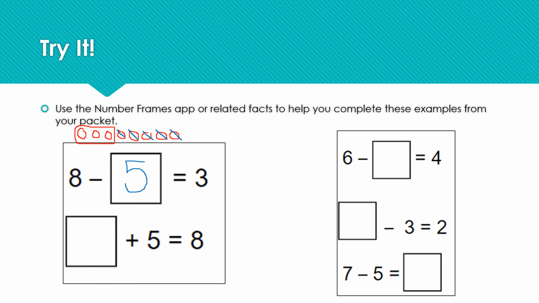We could also think about it with addition. If I wasn't sure that 8 take away 5 was 3, I could just think about starting with my 5, 1, 2, 3, 4, 5, plus something equals 8. So I could count from 5 until 8 to see what we added. 6, 7, 8. And we were able to add 3 plus 5 equals 8. Keep trying with these other problems in your packet.